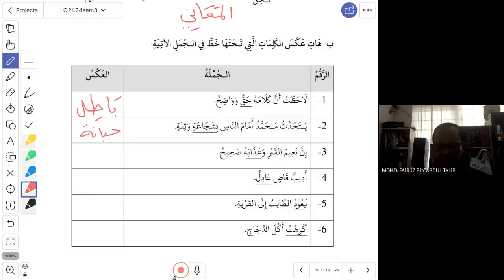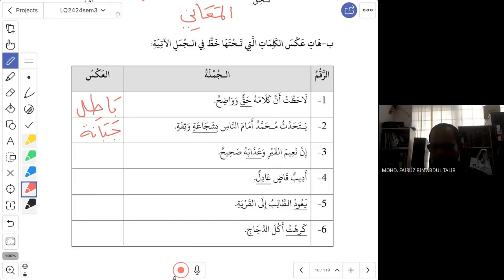Yes, for shaja'a you can say jabana. Jabanatun means they are cowards. Naam. Now sentence number three: inna na'imal qabri wa adhabahu sahih. Inna na'imal qabri wa adhabahu sahih.